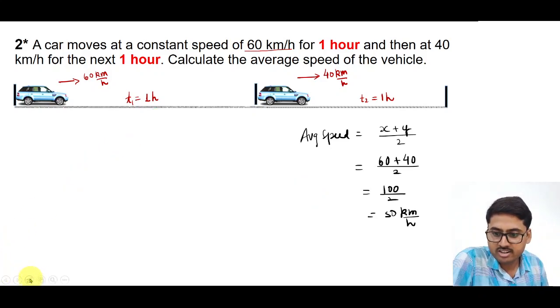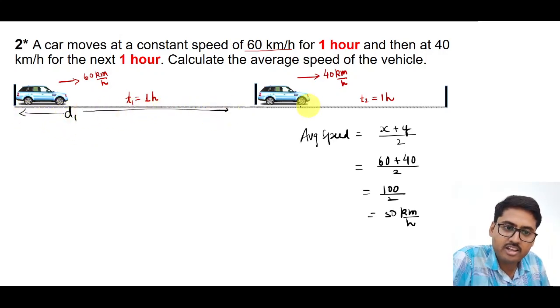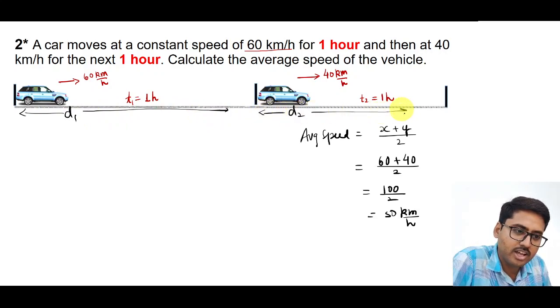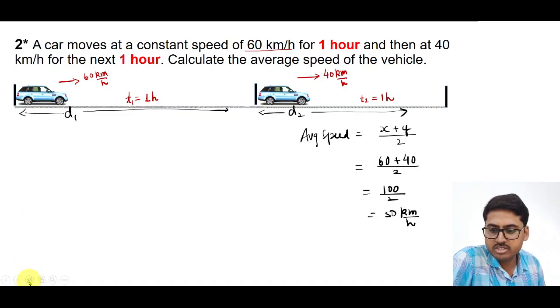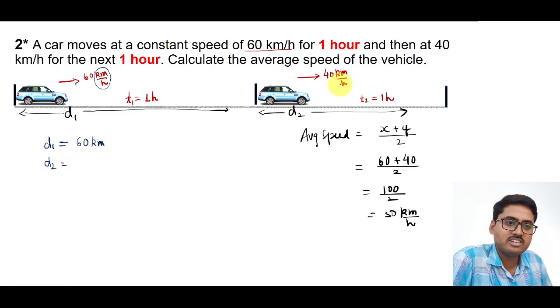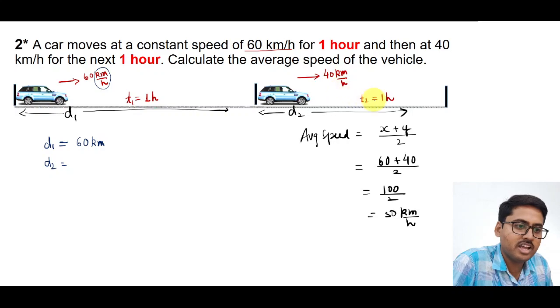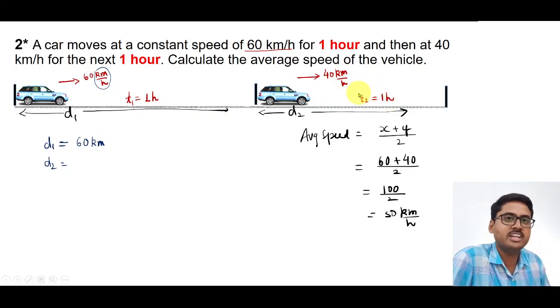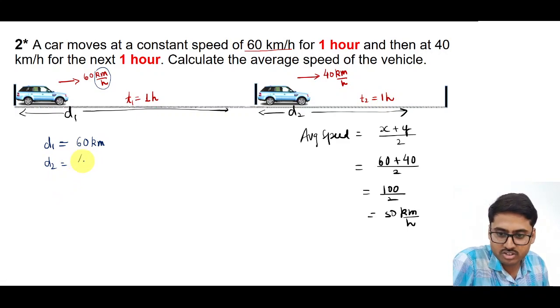Now, if you had done it by the long method, by calculating d1 and d2 and then solving it, it is still going to be easy and same. You can see here d1 will be equal to, what is distance? Since the speed is 60 kilometer per hour, in 1 hour it is going to travel 60 kilometer. You can multiply and check. And d2 will be equal to, the speed is 40 kilometer per hour and it is moving for 1 hour, so it is obvious it will travel 40 kilometer.